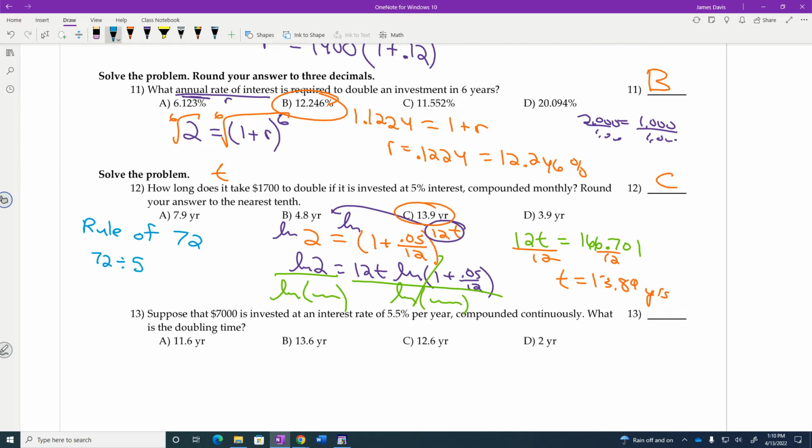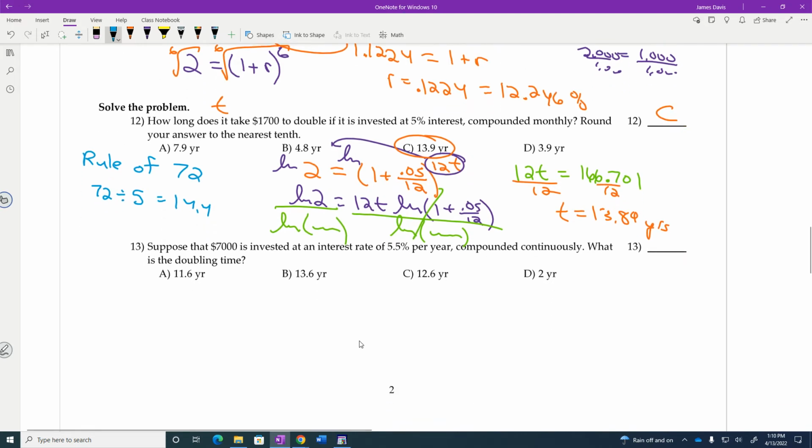Not quite, but if we did 72 divided by 5 on a calculator, you'll get 14.4. So this one's just a little bit less. It's 13.9 because it's compounded monthly, so it's compounding more, and it'll take a little bit less time. But you get a good rough estimate using the rule of 72 also. But you do need to show this work. You can't just use the rule of 72.